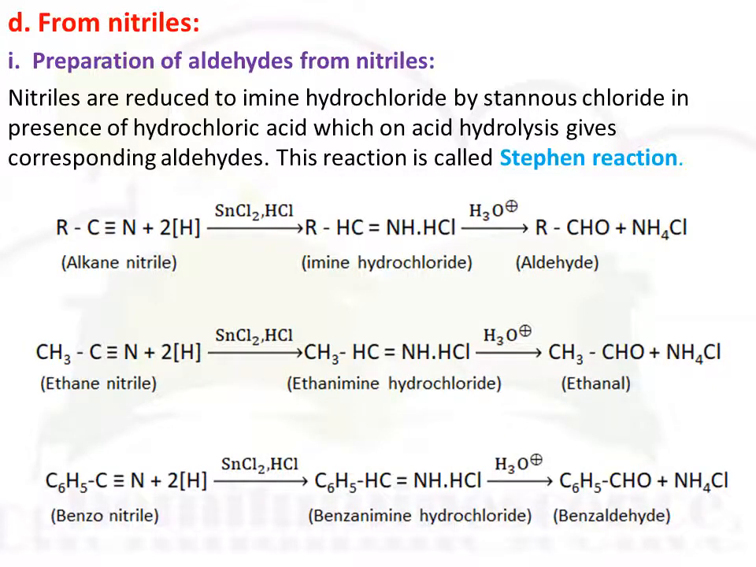Next, one more example. When benzonitrile is used as a reactant, on addition of hydrogen in presence of stannous chloride and HCl it gives benzimine hydrochloride, which further on acid hydrolysis gives benzaldehyde as a product and ammonium chloride as a side product. Here this aryl part is as it is, and the carbon which is combined with the nitrogen is converted into the functional group of aldehyde. In this way, from nitrile we can prepare aldehyde.